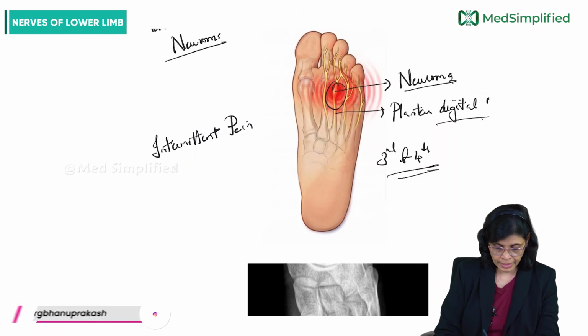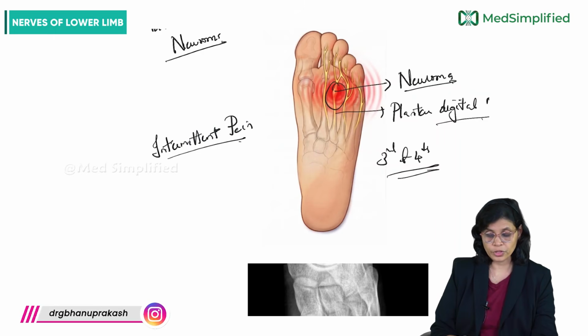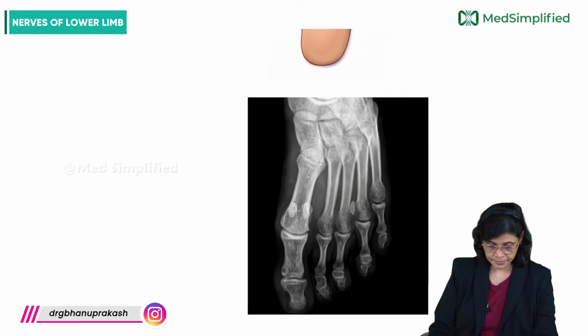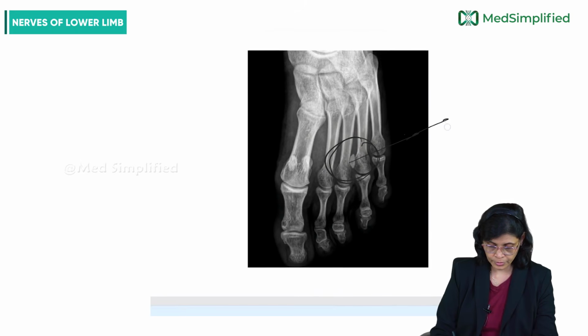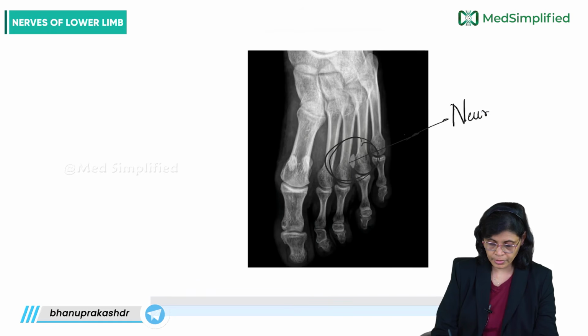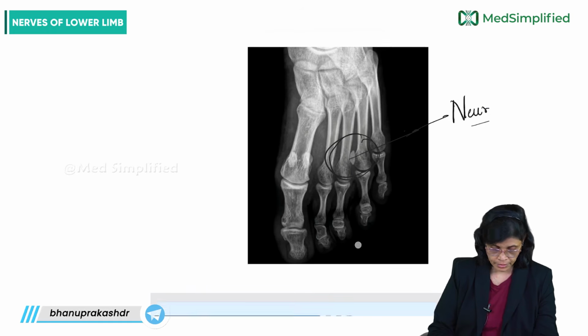Intermittent pain on the plantar aspect of the forefoot, usually between the third and fourth toes, metatarsals. So usually between this point we will see, okay, here the neuroma. So the neuroma is seen between them.